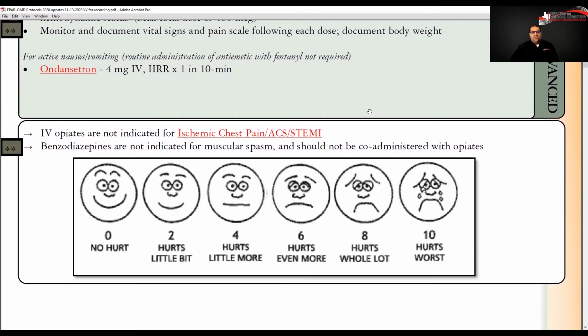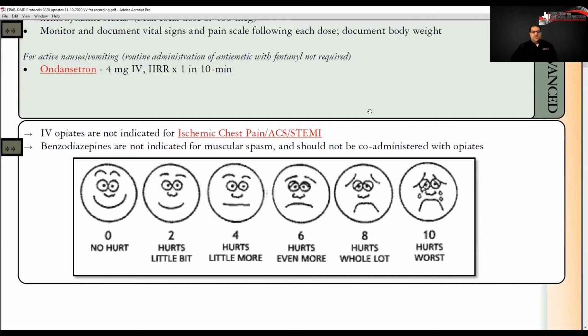And then lastly, one of the things we still get called about a lot is this question of benzodiazepines for muscle spasm, especially fracture-based muscle spasm or patients with muscle spasms, and especially in relation to administering them alongside opiates. There's two real downsides to this. One, benzodiazepines actually don't work for muscle spasms. You look at the literature across the board, it's not indicated.